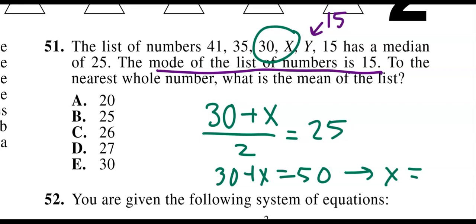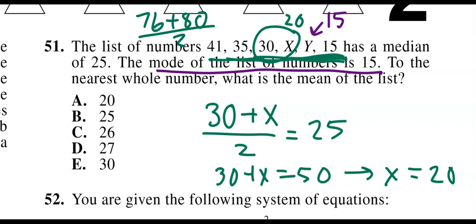Nobody knows. It's 20, right? So if we know that's 20 now, we can add them up, because it's asking me for the mean of the list to the nearest whole number. So I can start adding things together, right? We got 30 right there, and we got another 20, that's 50, and 30 makes 80, and then we can add this over here, that's 76, so 76 and 80. And we can divide that by 2.